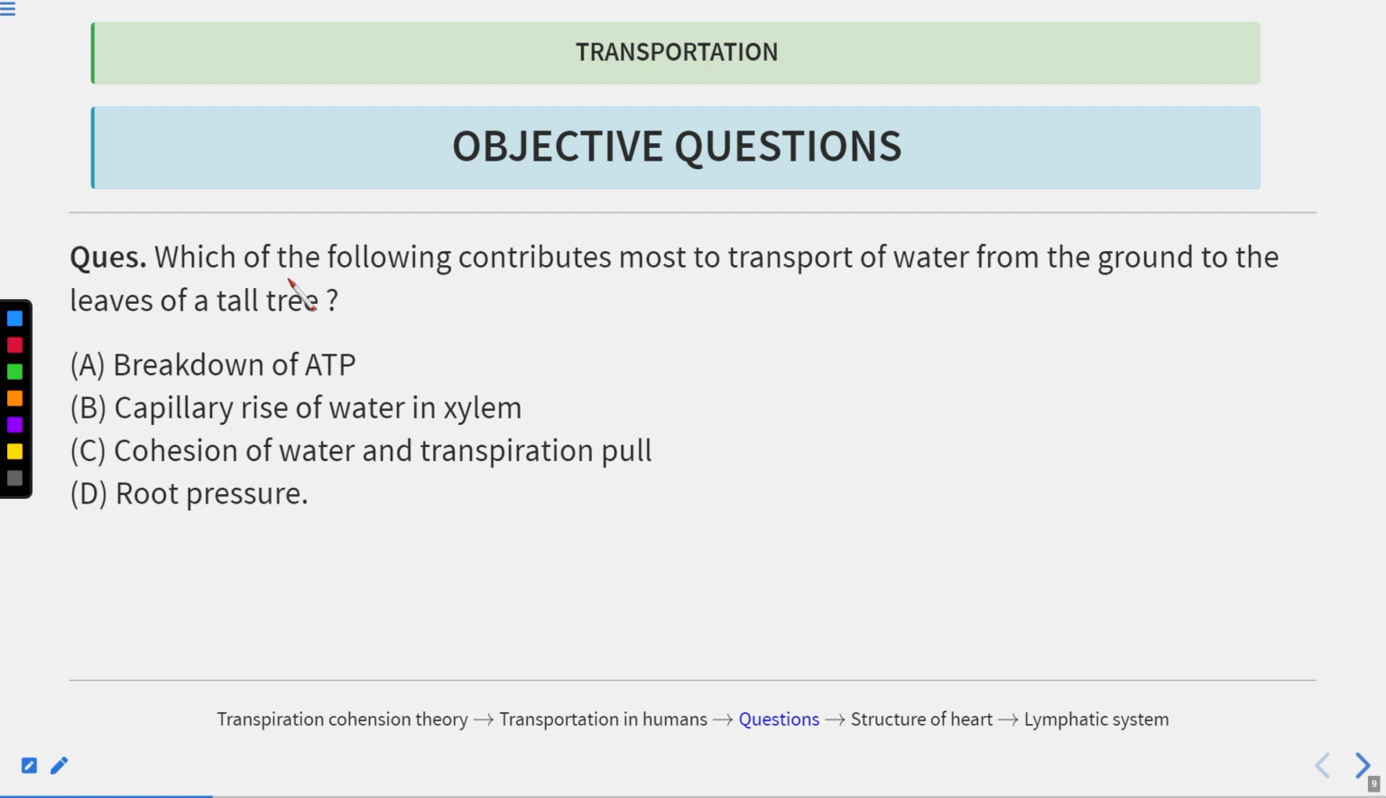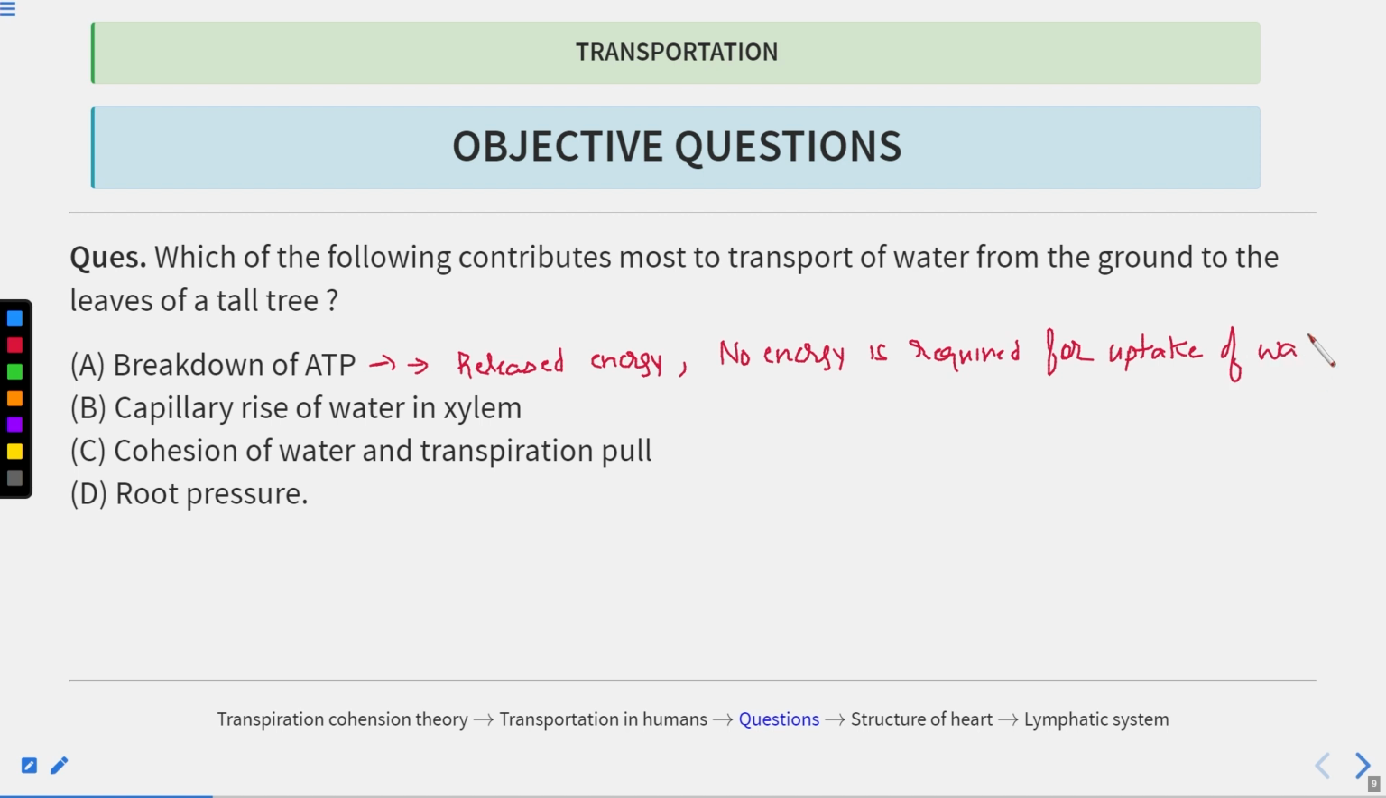First is the breakdown of the ATP. So breakdown of the ATP releases energy. But the uptake of the water is a passive process. There is no energy required for the uptake of water. That's why this option is incorrect.